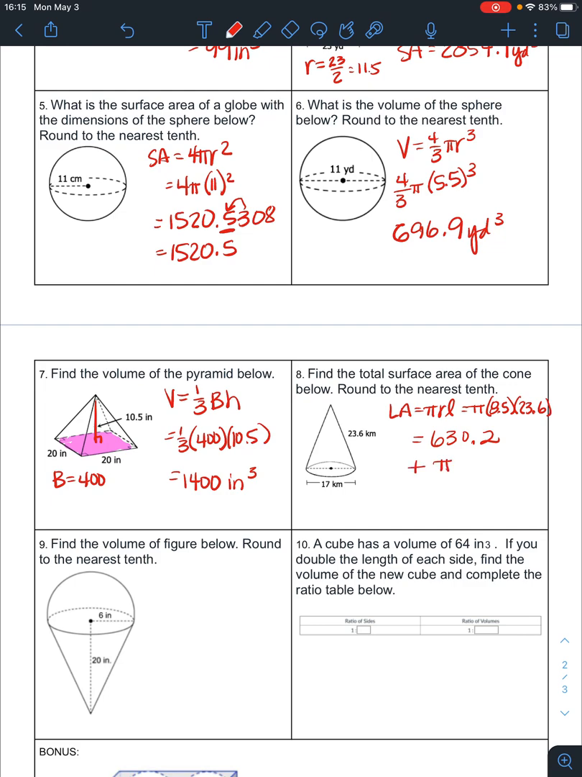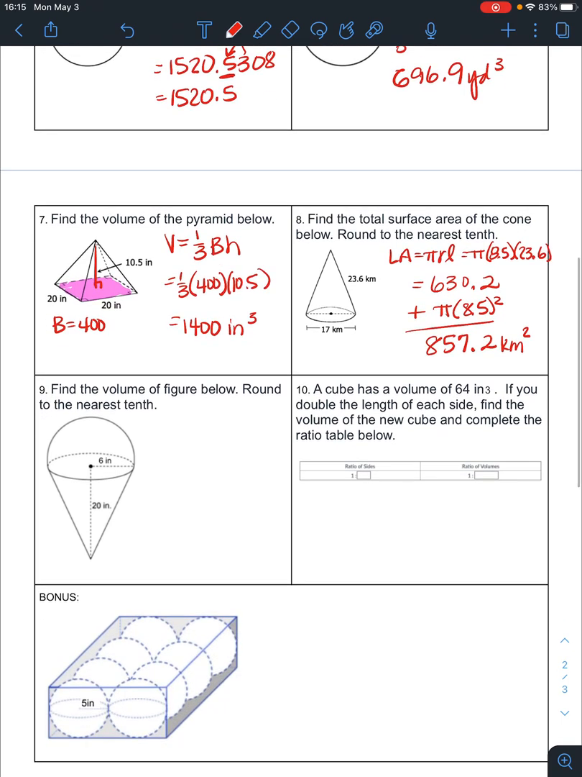which is pi r squared, and we already said that r is 8.5, so pi r squared. So we're just going to hit plus pi times 8.5 squared, and you get 857.18, which rounds to 857.2, and that would be kilometers squared for your surface area.